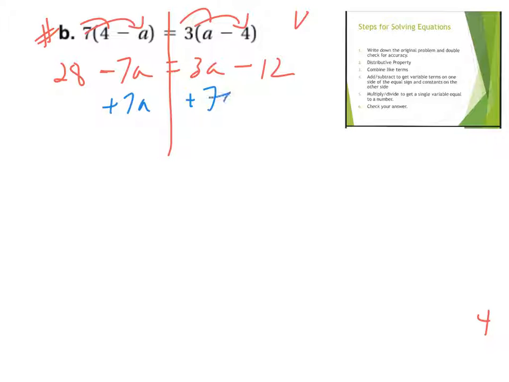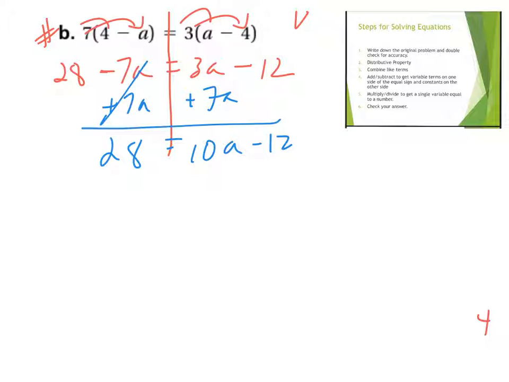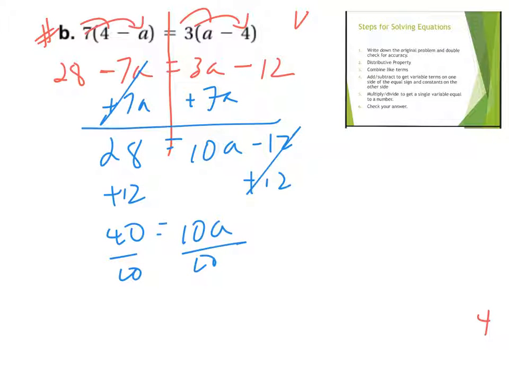Add 7a. So on this side, I get 28, because obviously I get rid of the 7a's. 3a plus 7a is 10a. Bring down the minus 12. Add the 12, add the 12. Again, that gets rid of the 12s over here. So 10a equals 40. Divide the 10, and a equals 4.